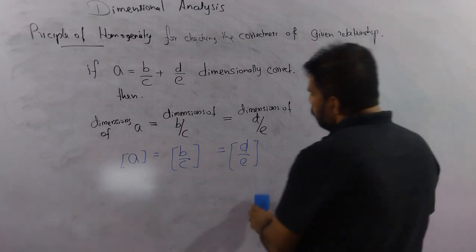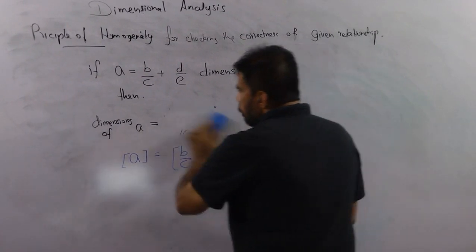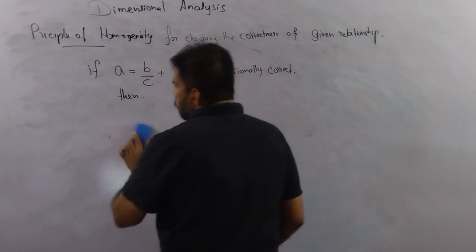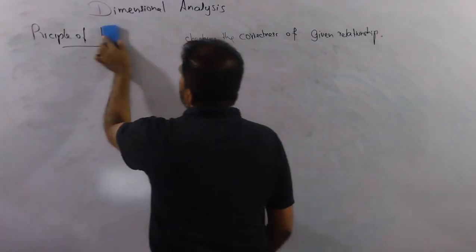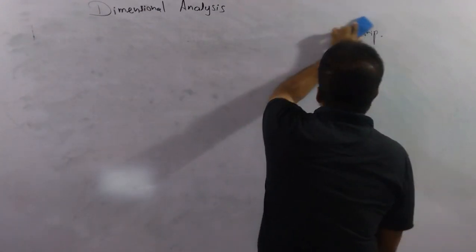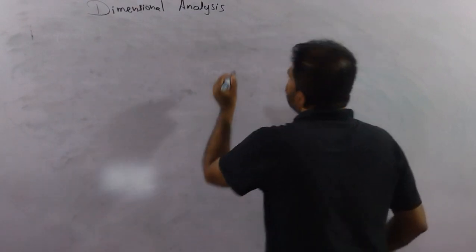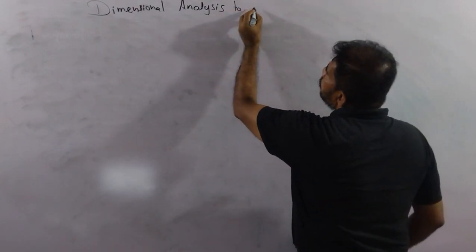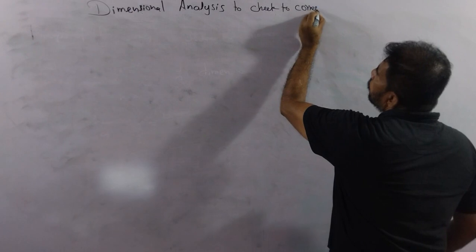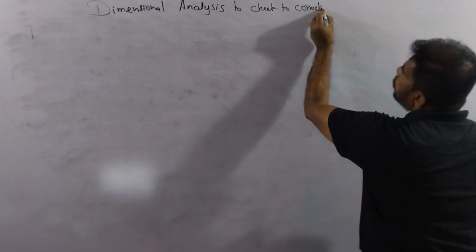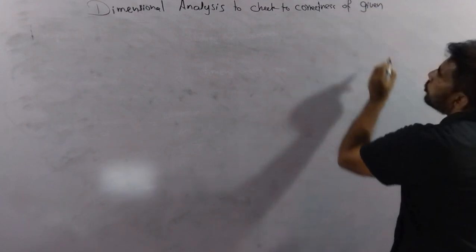So I will list this and we will go to some examples and see how we can use dimensional analysis to check the correctness of a given relationship.